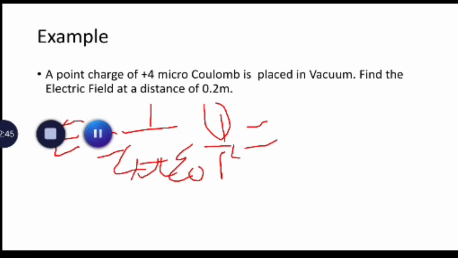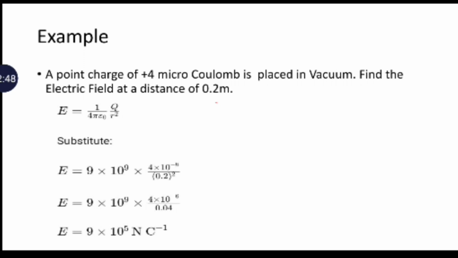Now, this is the answer we are going to have. We just substitute the values. When we solve what's on the left, which is 1 over 4 pi permittivity of space, we are going to find that we have 9 times 10 power 9. Then also the charge, we have positive 4 microcoulomb over 0.2 raised to the power 2. At the end, our electric field is going to be 9 times 10 power 5 N C inverse. So that's another example.